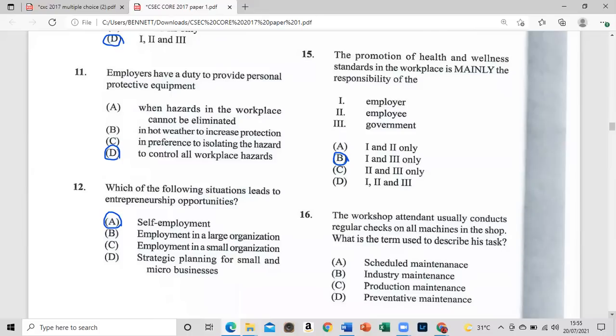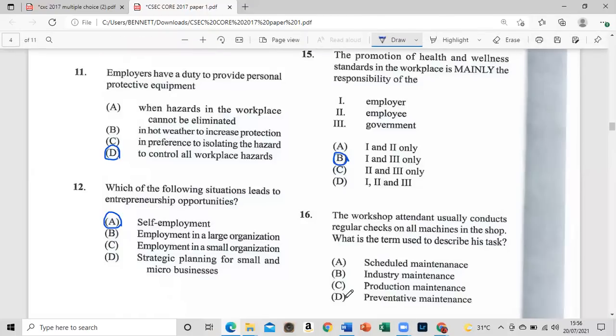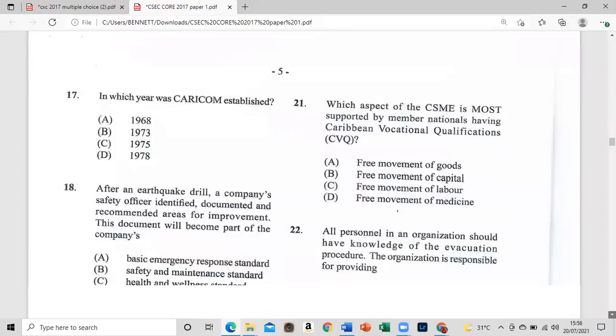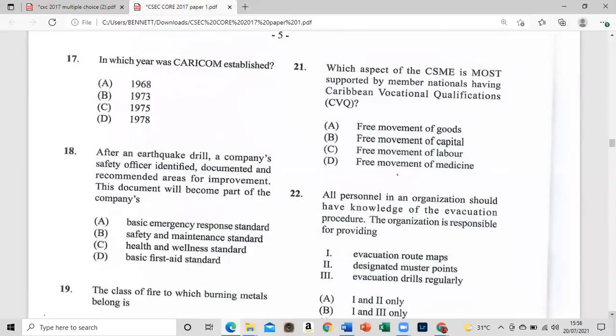A workshop attendant usually conducts regular checks on all machines in the shop. What is the term used to describe its task? Is it scheduled maintenance, industry maintenance, production maintenance, or preventative maintenance? So listen to what he said. The workshop attendant usually conducts regular checks on all machines in the shop. So you check out each machine as you try to prevent anything bad from happening. If something is wrong, if a belt bursts, you need to check it out so there is no flying arm on face. So that's how it should be.